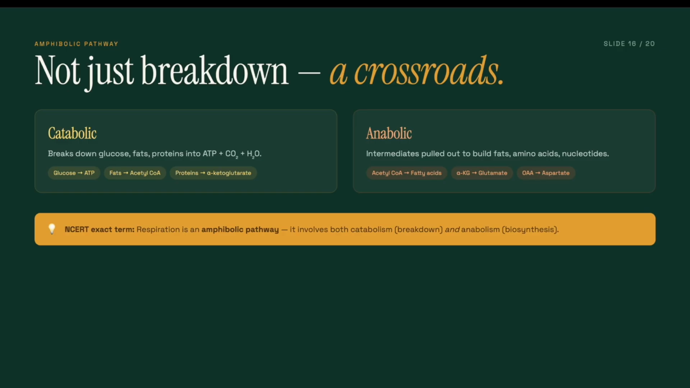Acetyl CoA can be used for fatty acid synthesis. Oxaloacetate can be used for making other organic acids. So, the respiratory pathway is not just a one-way breakdown street, it is a metabolic crossroads where breakdown and building both happen. That is why it is called an amphibolic pathway.